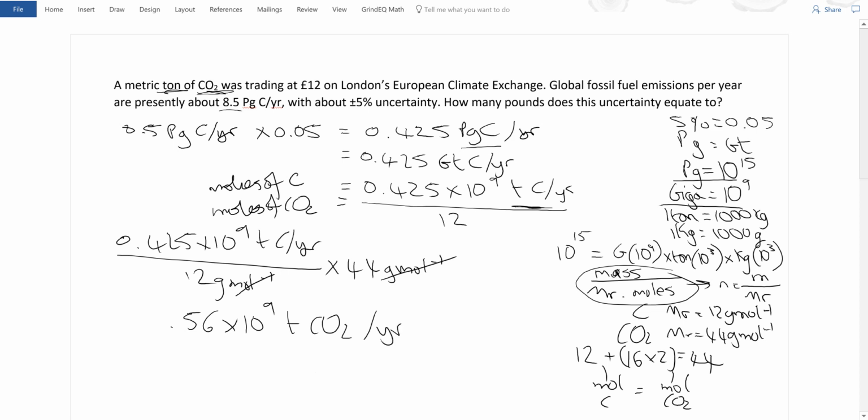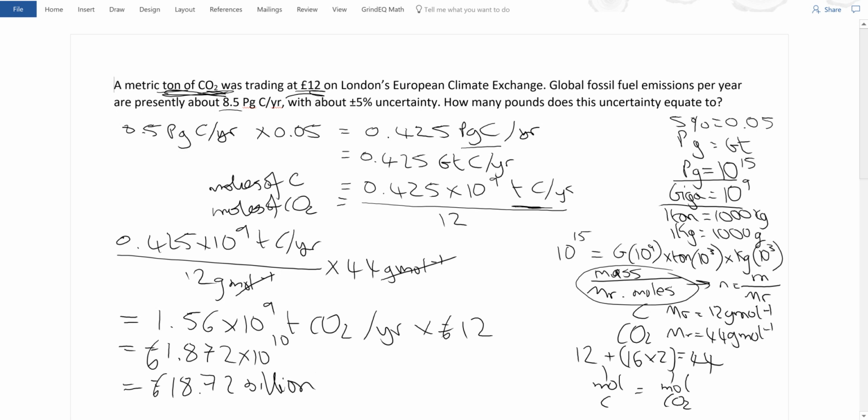So now I have the answer in tons of carbon dioxide per year, and I know that 1 tonne is equal to 12 pounds. So I need to times this by 12, and this gives me 1.872 times 10 to the power of 10 pounds. And if I convert this into a more recognisable number, that will give me 18.72 billion pounds.